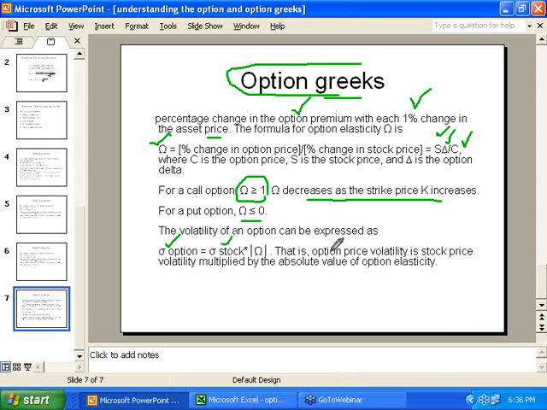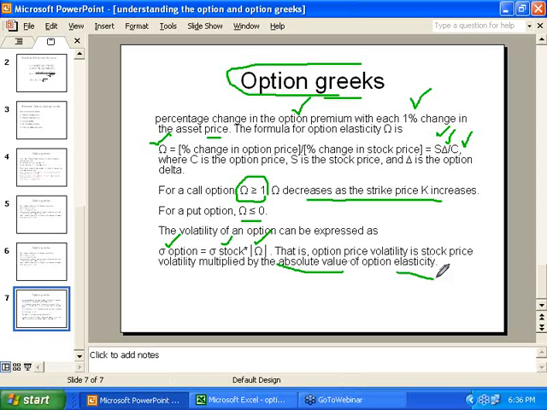of the option or the implied volatility, which is volatility of the stock multiplied with absolute value of the delta. If delta is negative, you have to take positive always because it is absolute value. Absolute value means all the negative things will be converted to positive. So stock volatility multiplied with the absolute value of the delta. So this will give you the option volatility.